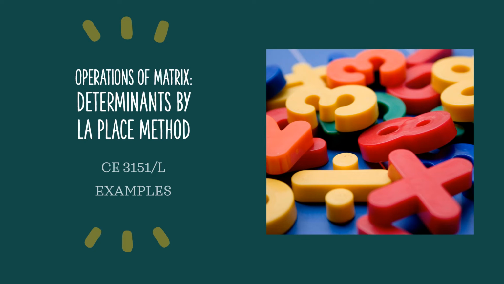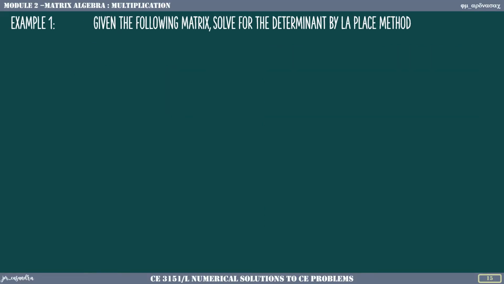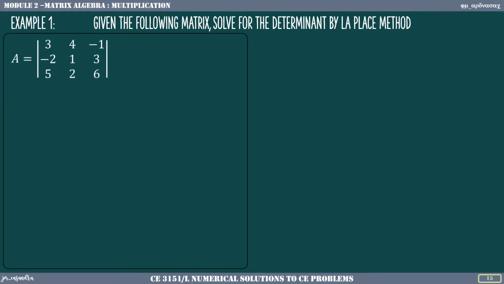This lecture will be discussing some examples for solving the determinant of a matrix by Laplace method. Let's have example number 1. Solving for the determinant of matrix A using the Laplace method, we first identify or choose any column or row as our reference. And in this case, we'll have the second row.